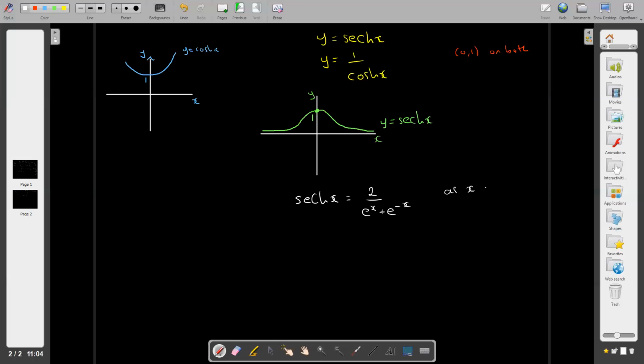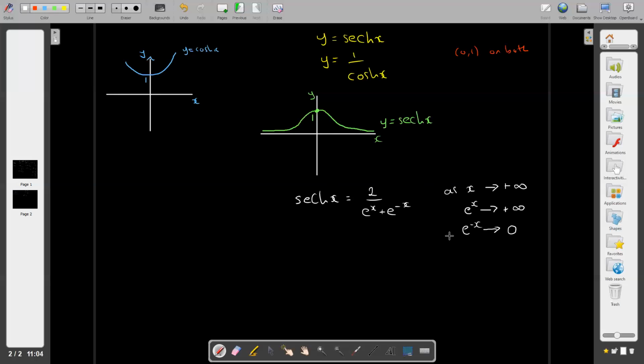as x tends to positive infinity, so as x goes this way, large, what's going to happen to e to the x? Well, e to the x is going to get large. As x gets large, e to the x gets large. So that's going to go to positive infinity. What about e to the minus x? Well, as x gets large, e to the minus x tends to 0.